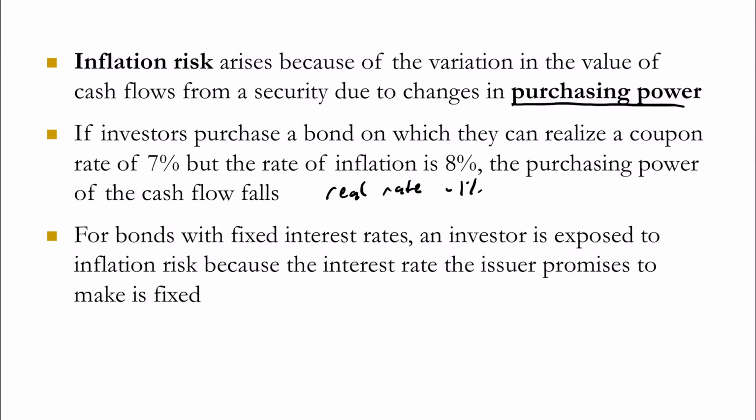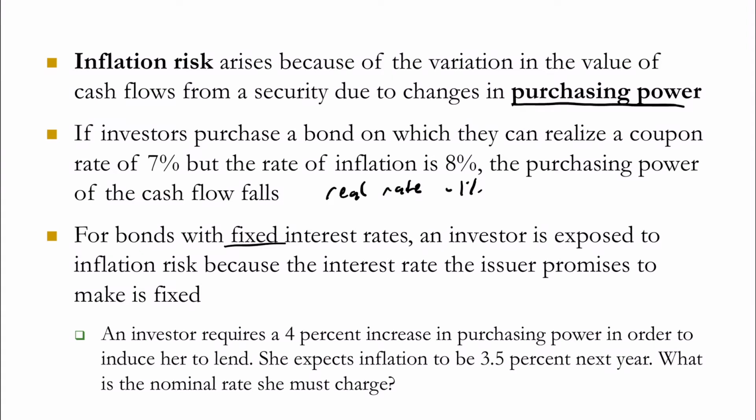So for bonds with fixed interest rates, so fixed coupon amounts, that's what we've been valuing so far in this unit, an investor is exposed to inflation risk because the interest rate the issuer promises to make is fixed. So if it's 7%, that 7% is fixed over the lifespan of that bond. There are also adjustable rate bonds or floating rate bonds. If you've ever heard of things called floaters, where the coupon rate floats based on some type of index, or your principal amount will float based on some type of index, this actually decreases your inflation risk. But for our particular course so far, we have just been dealing with fixed interest rates.